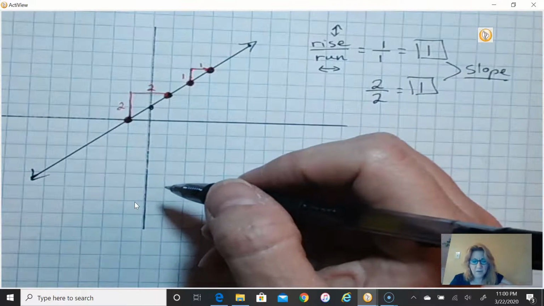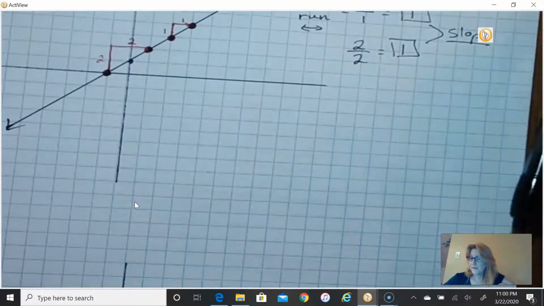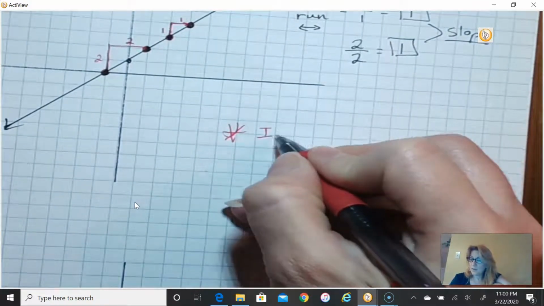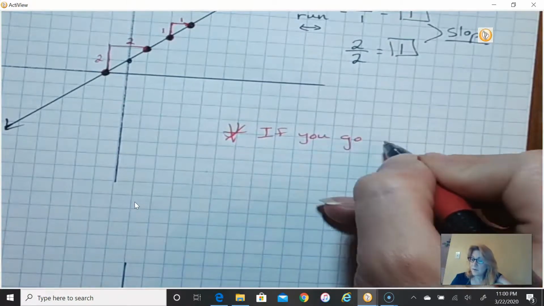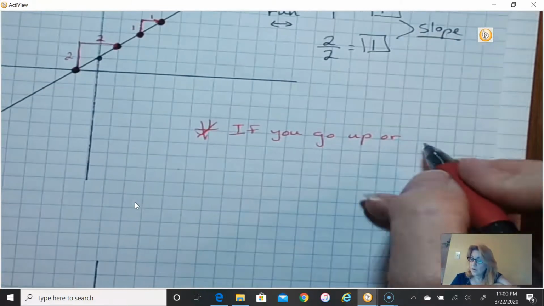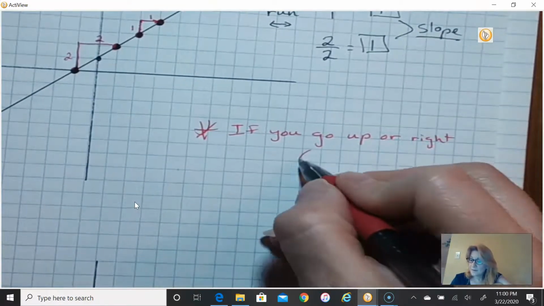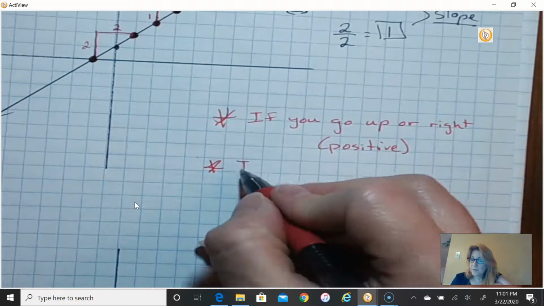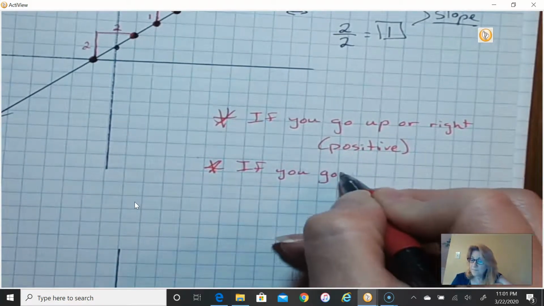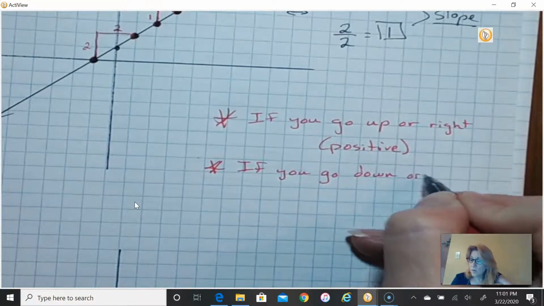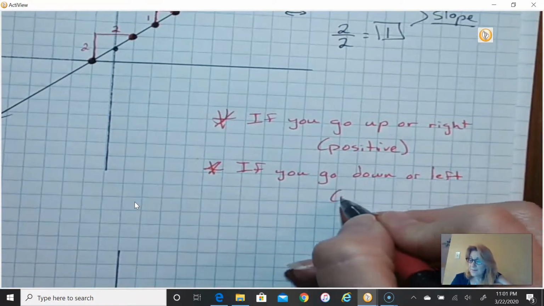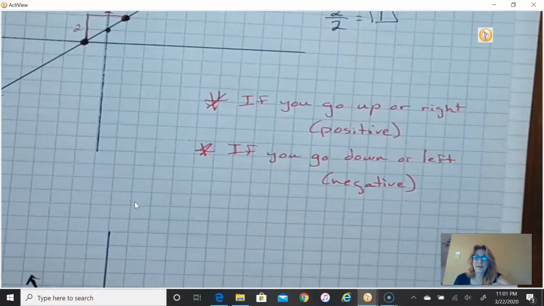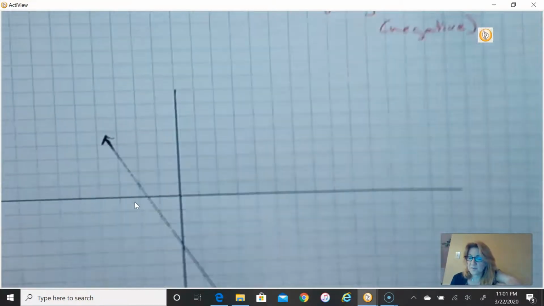Now, something you need to know. You need to write this down in your book. If you go up or right, it's positive. If you go down or left, it's negative. You may want to pause that and think about what it's saying, okay? I'm going to show you another one.